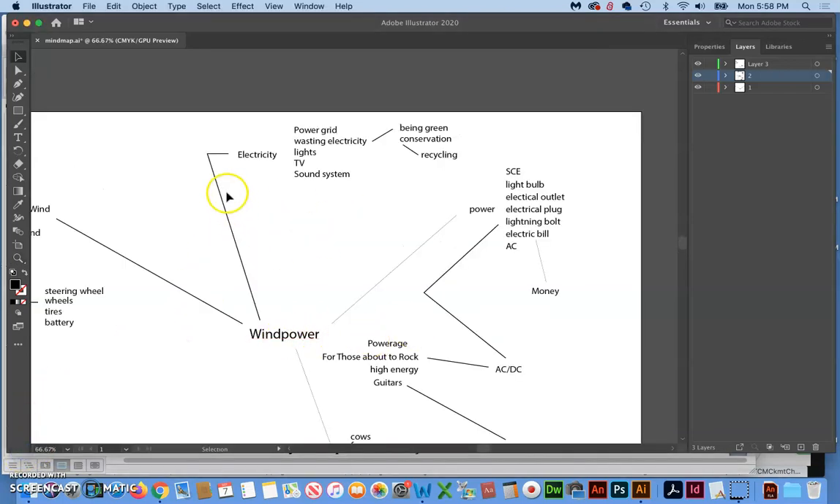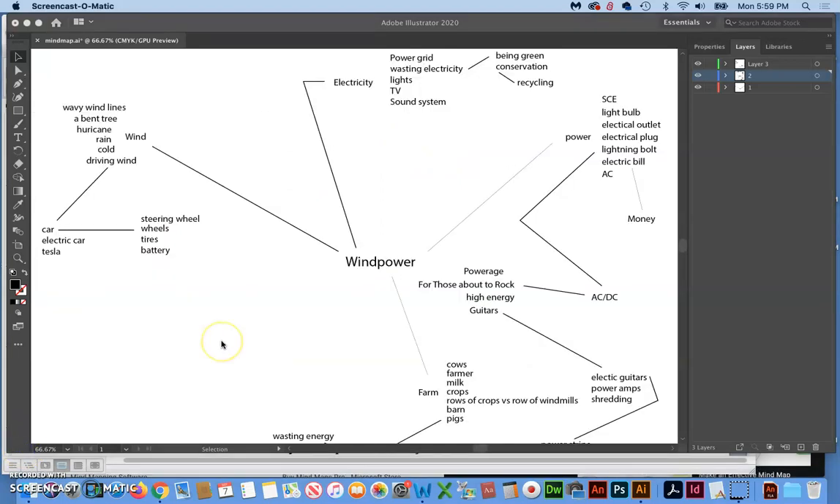It just made me think, hey, I haven't written down electricity as just a side branch from wind power. And then that made me think of the power grid and wasting electricity and lights and TV and my sound system, all things that use electricity. And wasting electricity made me think about being green, and conservation made me think of recycling.